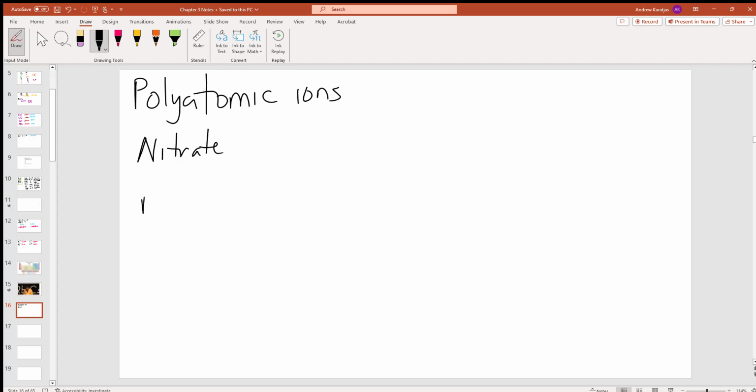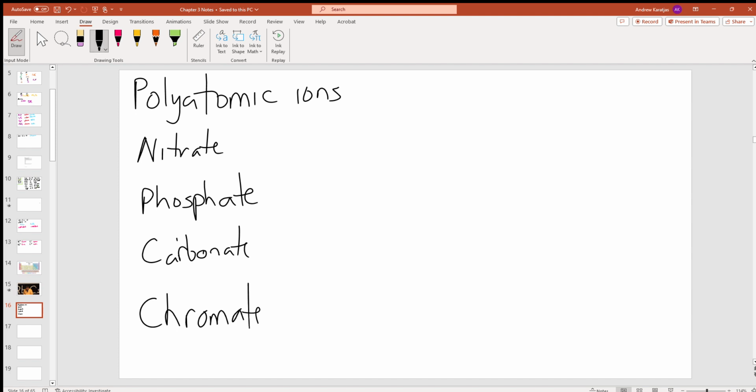Nitrate, phosphate is one you might be familiar with, especially if you're interested in biological processes. ATP, the P stands for phosphate. Carbonate, and chromate. We'll start with these as our first group of four. Now, these are ones you're going to just have to memorize.